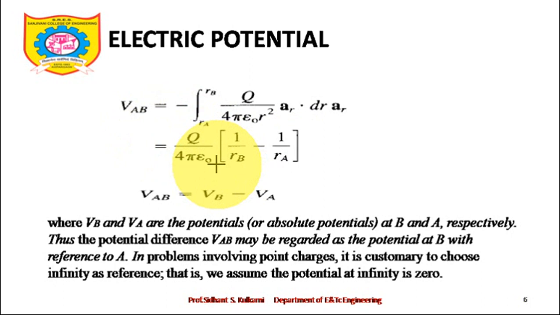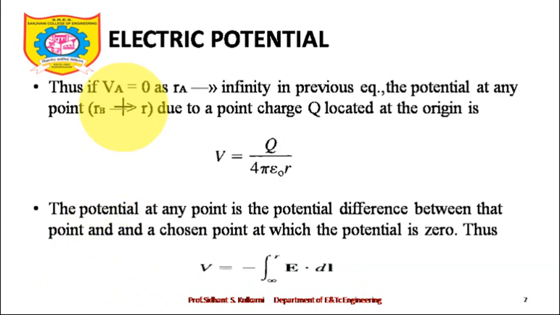So in the case of point charges, we usually keep point A at infinity, and that's why we get the absolute potential at a particular point. In the next slide we'll see that if VA equals 0, that is RA tends to infinity in the previous equation, the potential at any point RB less than R will get this potential. This is a very important expression.